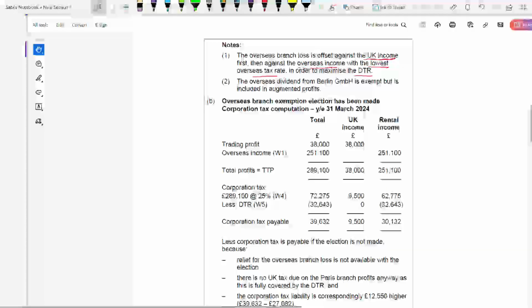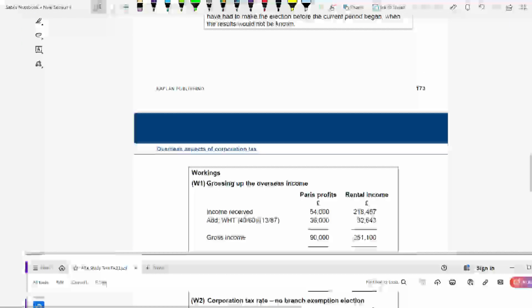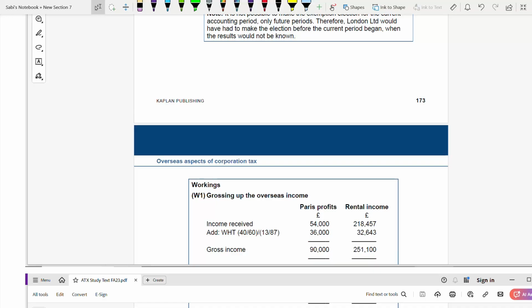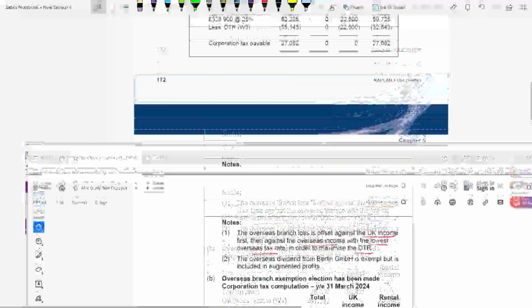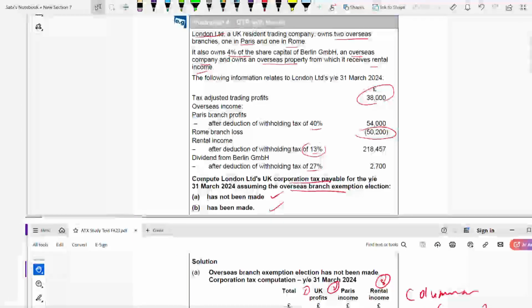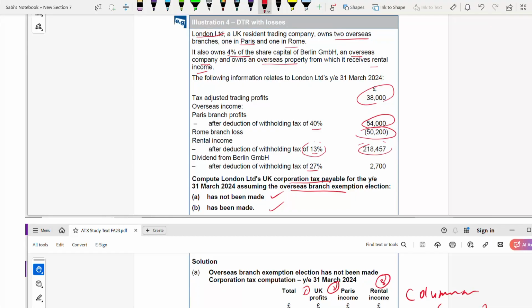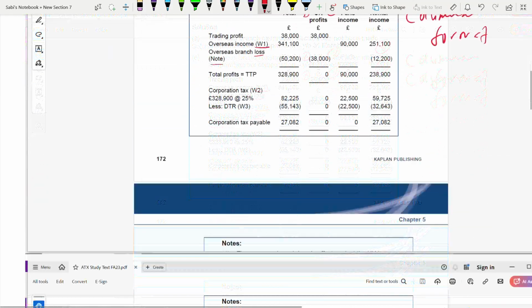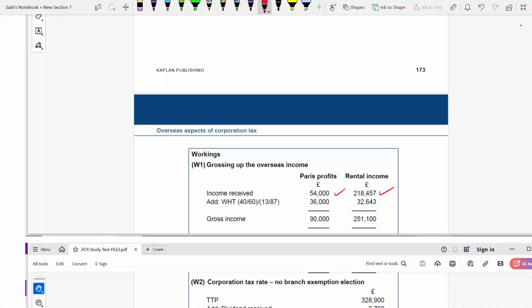Now working one. So first, this 54,000 as it is we'll write, and this 218,457 here. Okay, this and this done. Now this is 40 over 60 and this is 1387 because we are adding up, grossing it up. So this is now your new income, 25 and 90.